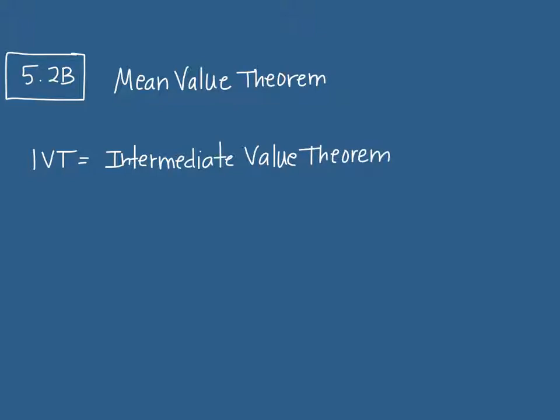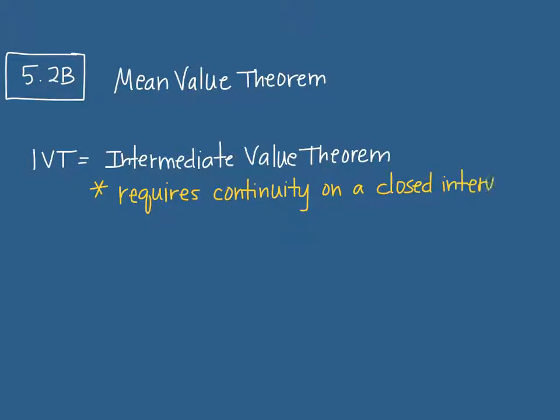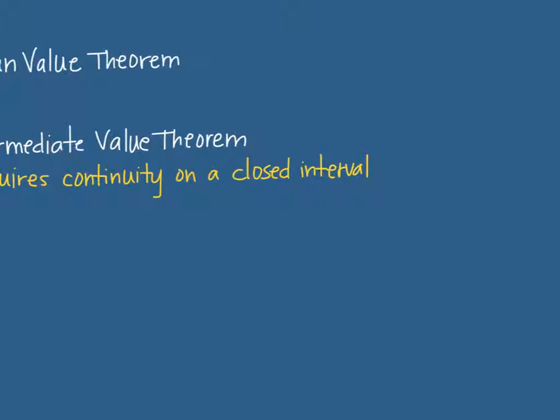One of the requirements of the intermediate value theorem is continuity. The intermediate value theorem doesn't work if the function is discontinuous. So this requires continuity, and it requires continuity on a closed interval, starting at A, ending at B. So we'll say A to B closed.